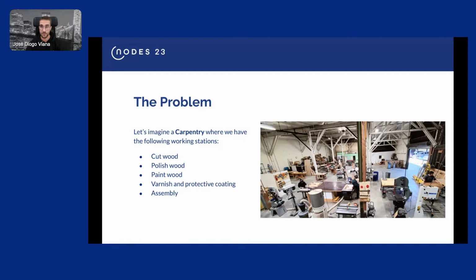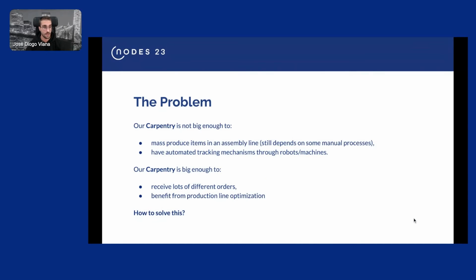So the problem, to help you all understand the problem statement for what I'm talking about today, I decided to choose a carpentry. As an engineer, I like to think that I build things, some digital, some physical, some work, some don't. So therefore, the carpentry workshop as my example, because carpenters build things. And now let's imagine this carpentry where we have the following workstations. Each one is responsible for a specific production part. For example, in a carpentry, we can have the cut wood, polish, paint, varnish, the assembly. Each of these sections is separate from the other, but they all together complete the workshop.